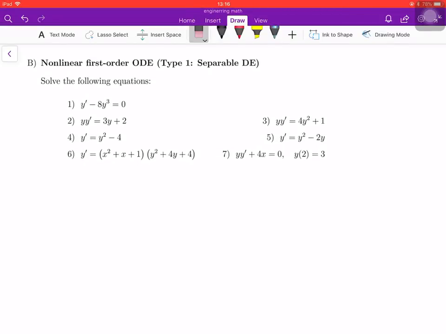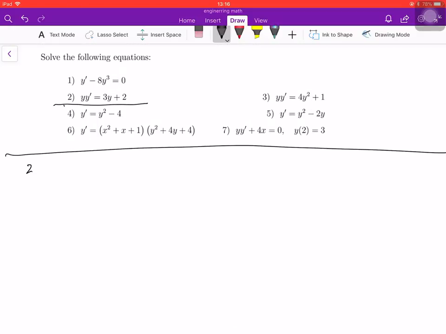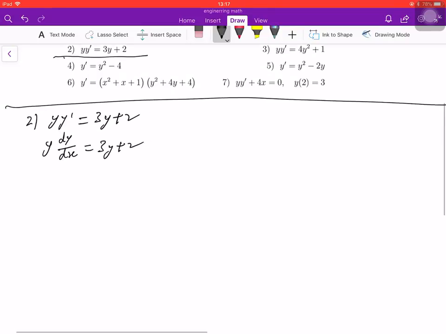Okay guys, let us do question number 2. So question number 2, we have y prime equal to 3y plus 2. So y prime can be rewritten as dy/dx equal to 3y plus 2.